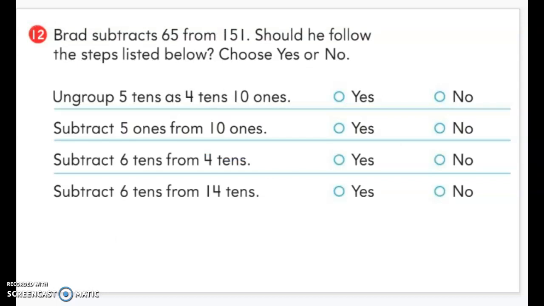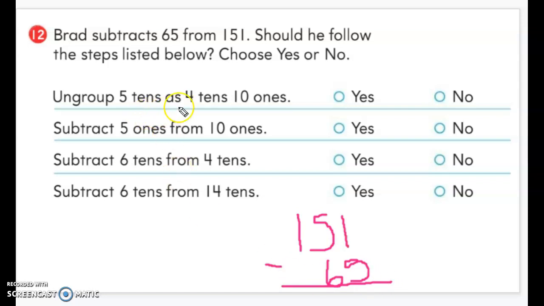Number 12. Brad subtracts 65 from 151. Should he follow the steps listed below? Choose yes or no. So on your paper, I want you to do 151 minus 65. Then we're going to read the steps and you're going to write either yes or no.